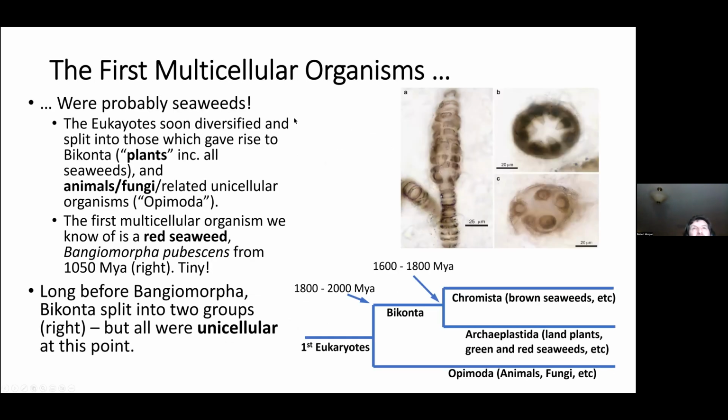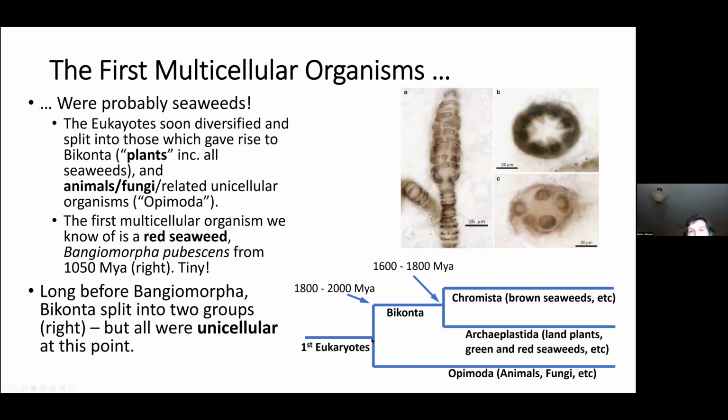So what was the first multicellular organism? That's the ones we're concerned about, because they are generally visible to the naked eye, whereas most single-celled things are not. And actually, they're probably seaweeds, in fact, a red seaweed. So how did they arise?